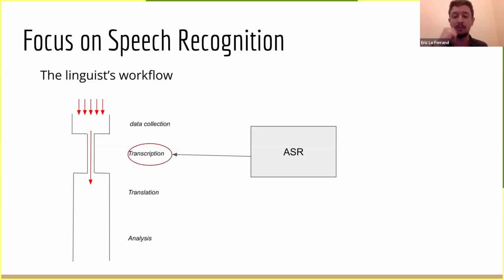It is of course an oversimplification, but this idea of transcription as a very long and tedious task is a real problem, and speech recognition has been seen as a way to address this process. So not to replace it: we apply the speech recognition system to the collected recordings and then provide automatic transcription that can be corrected afterwards.